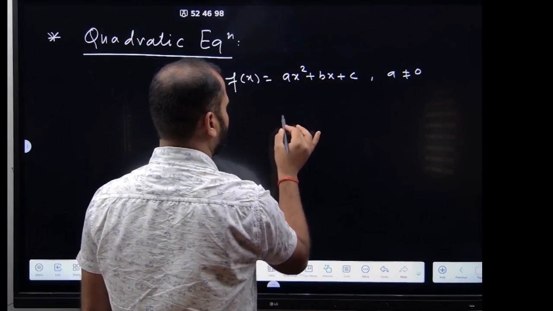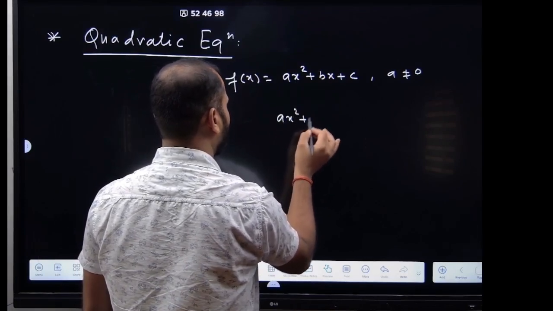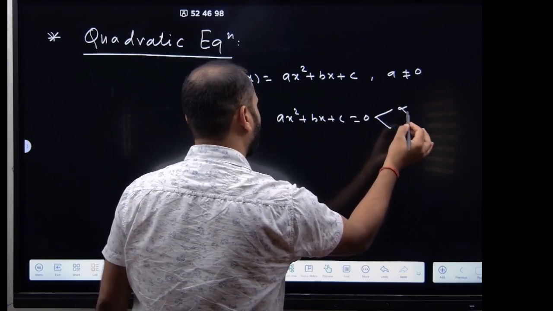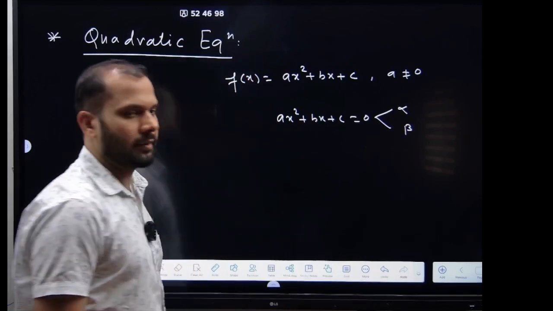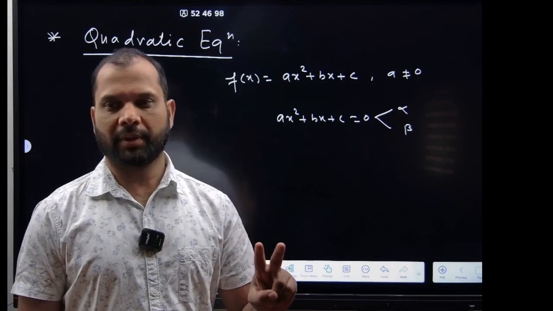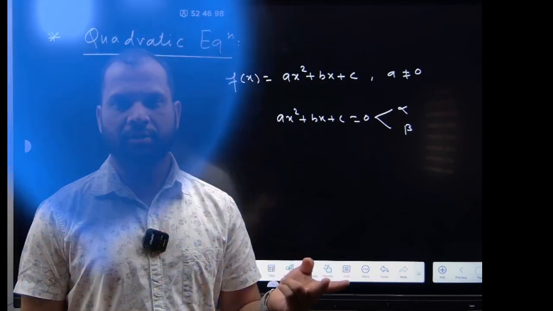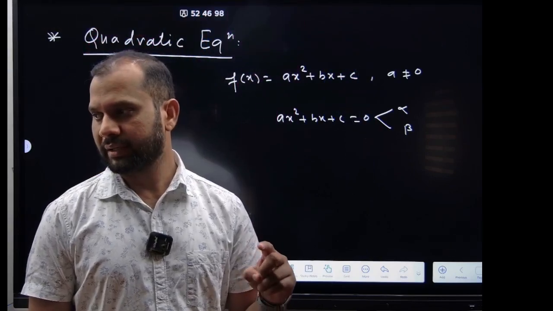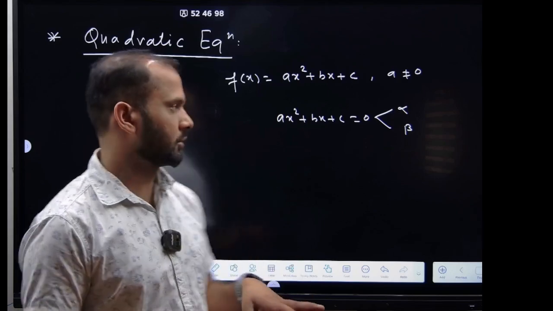What is the meaning of this? For the equation ax square plus bx plus c is equal to 0, maximum 2 roots we will get, let alpha and beta be the roots. So, maximum 2 roots will be there, right. It is not that always 2 will be there, sometimes 1 will also be there, we call it repeated roots.